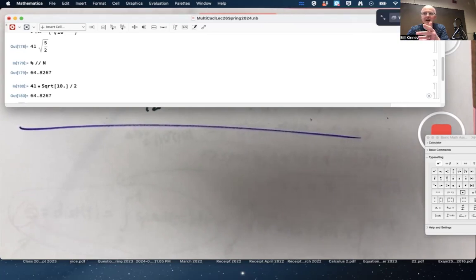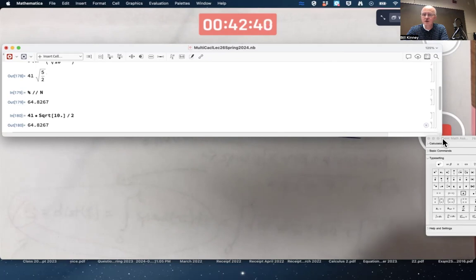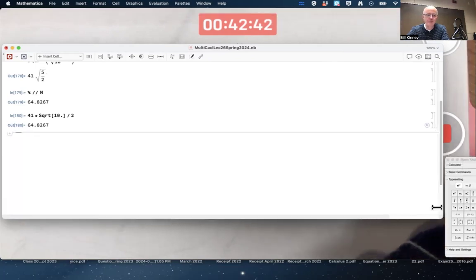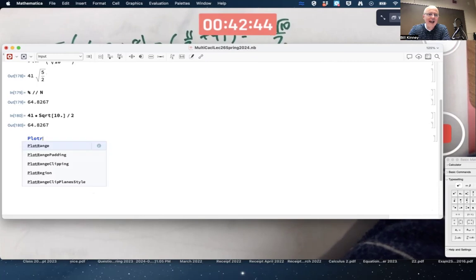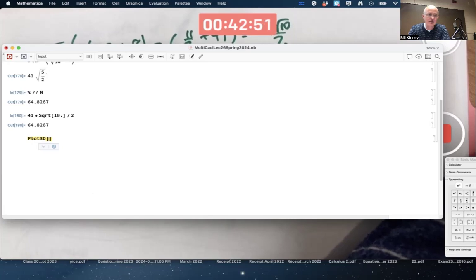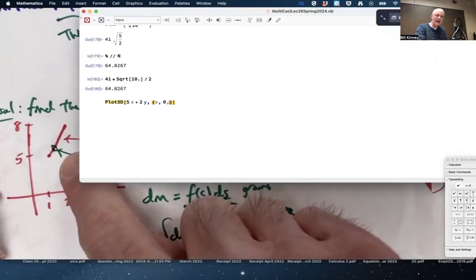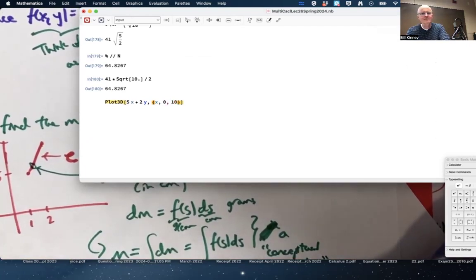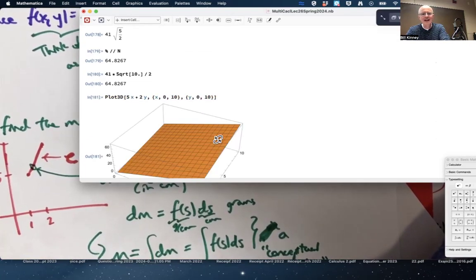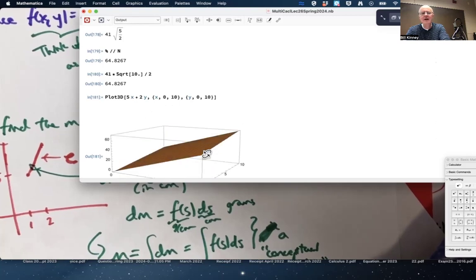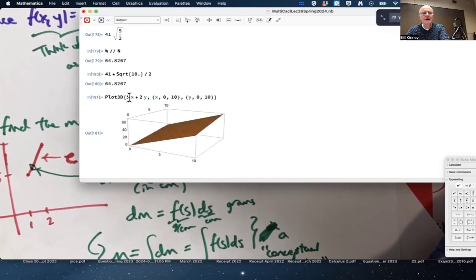It actually represents an area under the graph of the surface, which is the density function, and above the curve. So if you, for example, made a plot 3D of the function f, which was, again, 5x plus 2y, above this line, you are finding an area under the surface above the line. Now, I haven't drawn the line in there. Could I do that? Yeah, I think so.